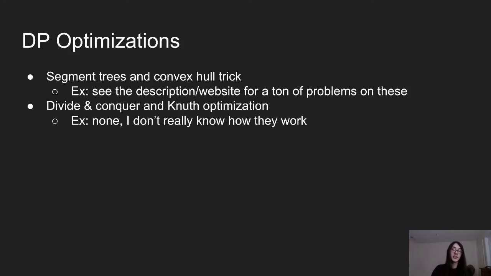There are other optimizations. Specifically, you can optimize the DP transitions. You can use, for example, a segment tree or the convex hull trick. I have a video on these two tricks specifically, so I will just link that one. And there are also other optimizations like divide and conquer and the Knuth optimization, which I'm not going to really talk about here because I don't know them.